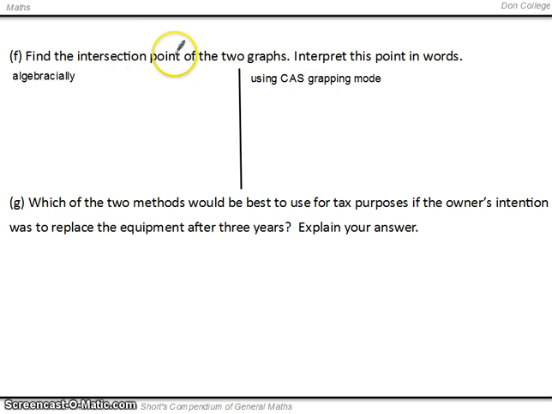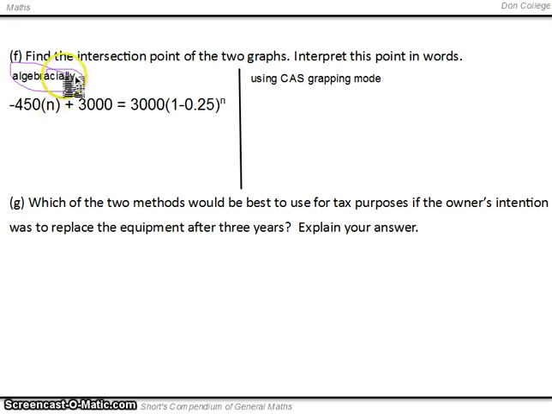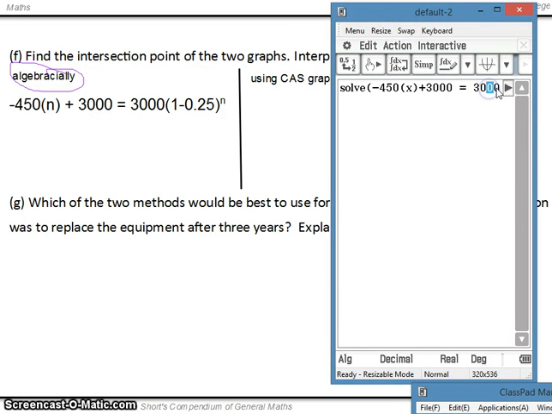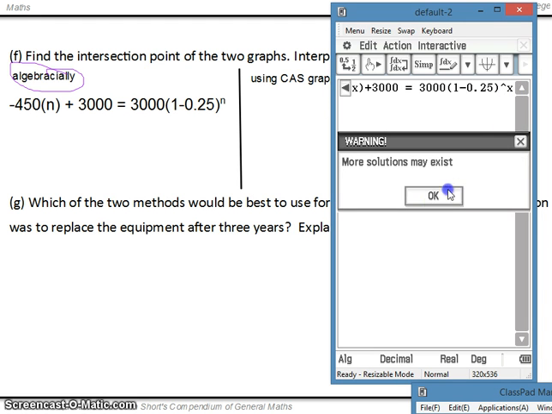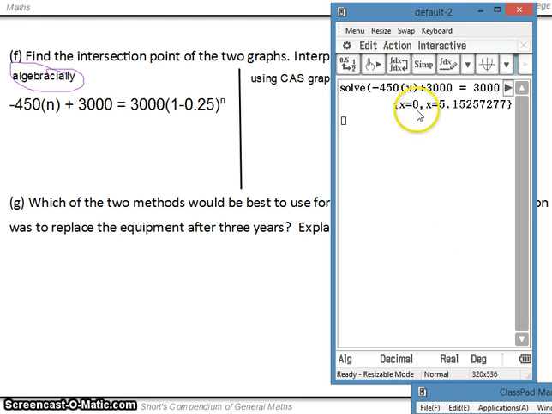Okay, now to find the intersection of the two points, what we need to do algebraically is to set those two equations equal to each other and solve. So what we've got is the straight line equation equal to the reducing balance equation. If we solve that equation, which you need to use your calculator for, and work out what n is, or x, using your calculator, that'll tell us exactly where it crosses. So you can put it in your calculator in the solve mode. Hit solve. Oh, more solutions may exist. Okay, and we've got 0 and 5.15.